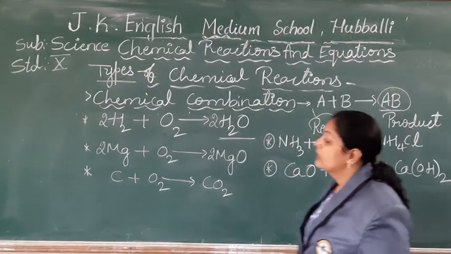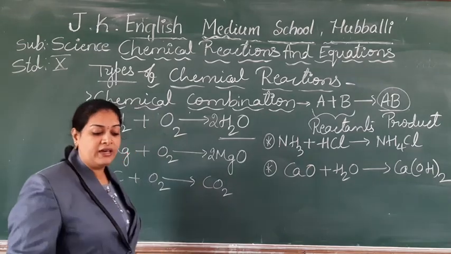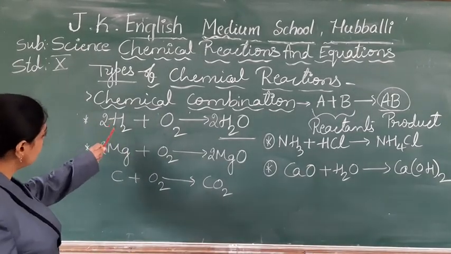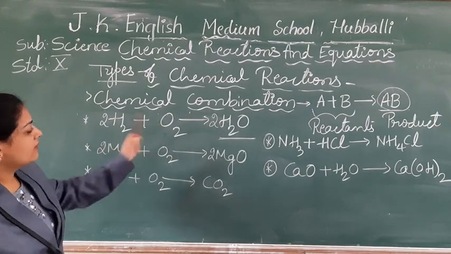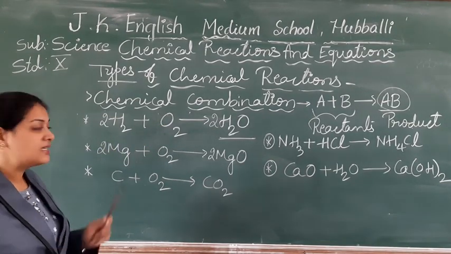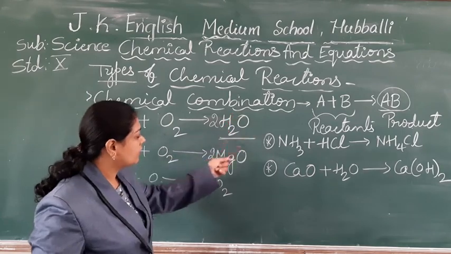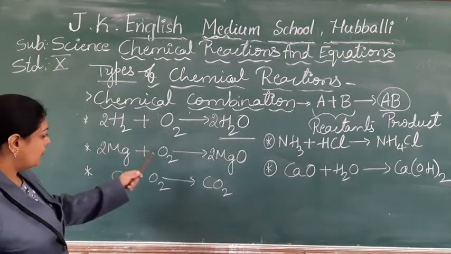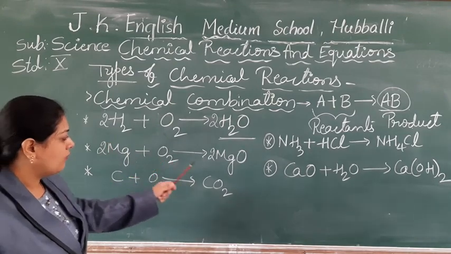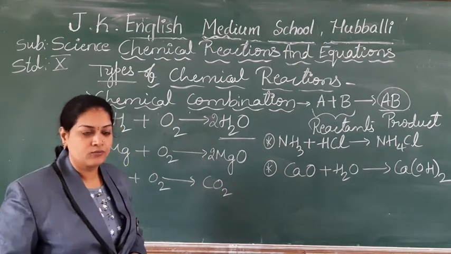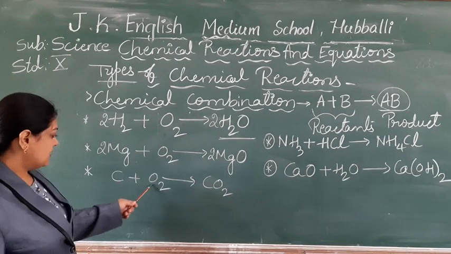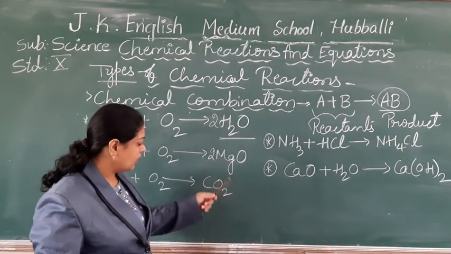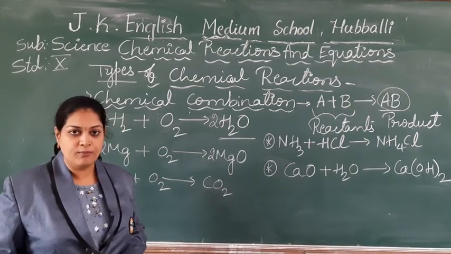See, students, one more thing we can observe in these examples. Hydrogen plus oxygen, both are elements. So two elements have combined, and you are going to get one compound, that is water. Fine. Magnesium plus oxygen, two elements have combined, you got one compound. Carbon plus oxygen, two types of elements have combined, you got carbon dioxide. Okay, it is one compound.